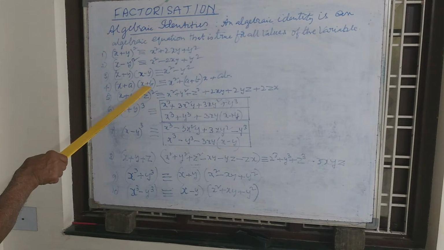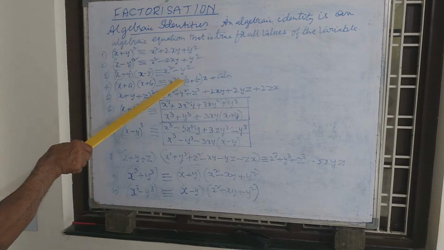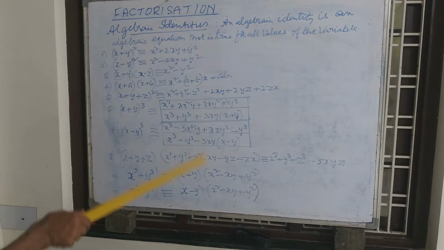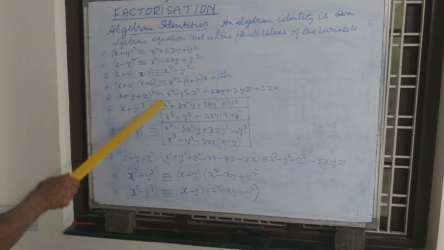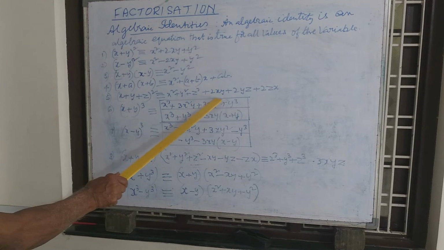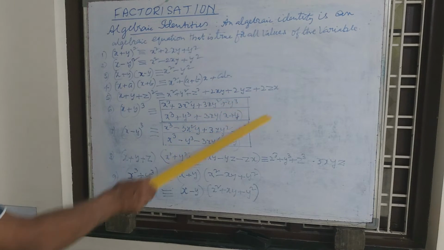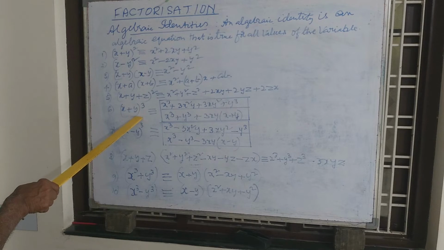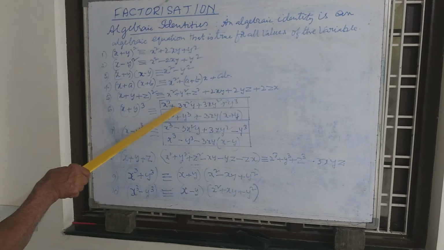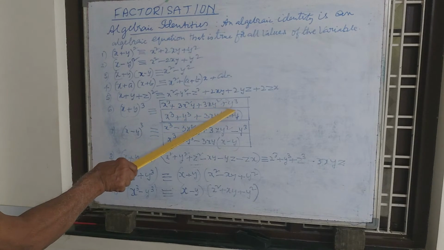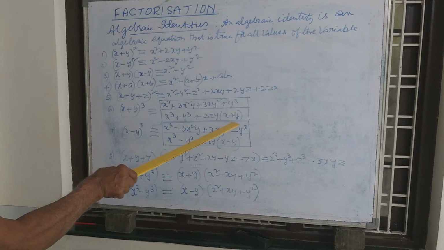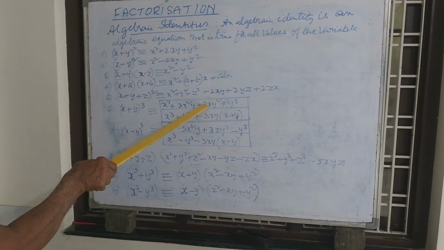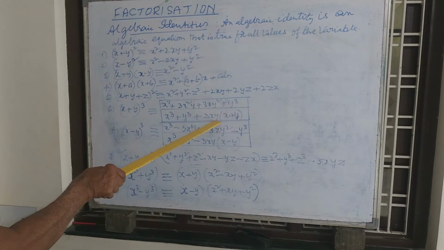x plus a into x plus b is identically equal to x square plus a plus b into x plus ab. x plus y plus z whole square is identically equal to x square plus y square plus z square plus 2xy plus 2yz plus 2zx. And x plus y whole cube, that is x plus y into x plus y into x plus y, is identically equal to x cube plus 3x square y plus 3xy square plus y cube, or after simplification x cube plus y cube plus 3xy into x plus y. In these two you take 3xy as common, then you get the answer like this.